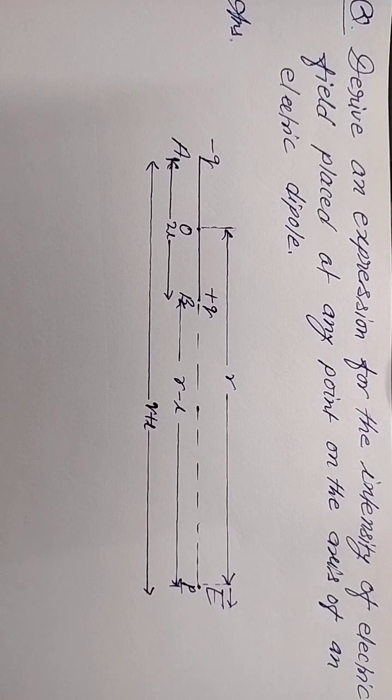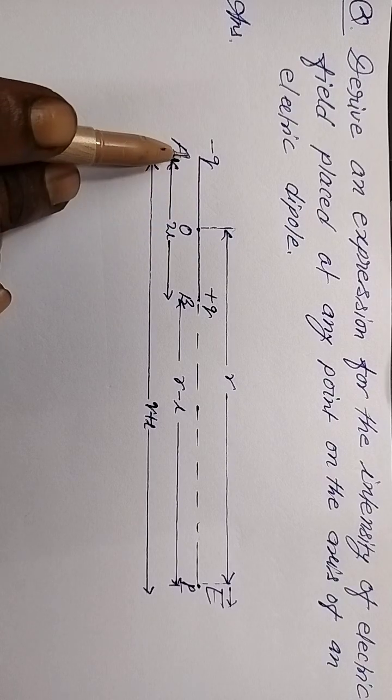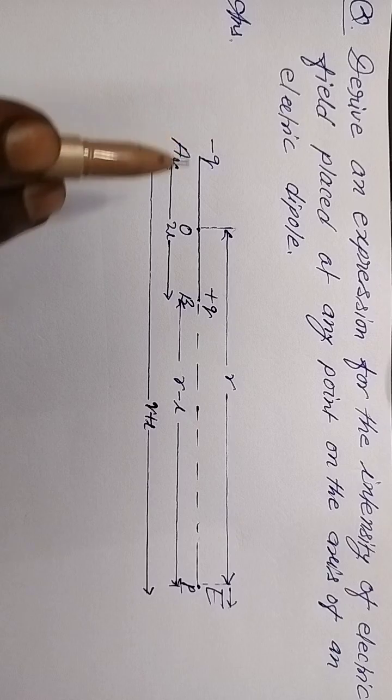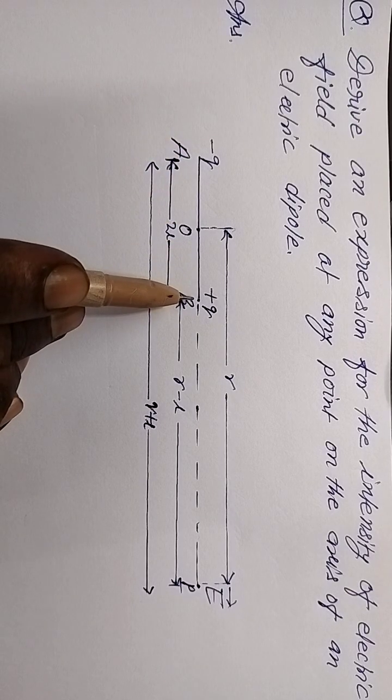Good morning. Today we will discuss the intensity of electric field at any point on the axis of an electric dipole. Make a dipole: a minus Q charge at point A and a plus Q charge at point B.